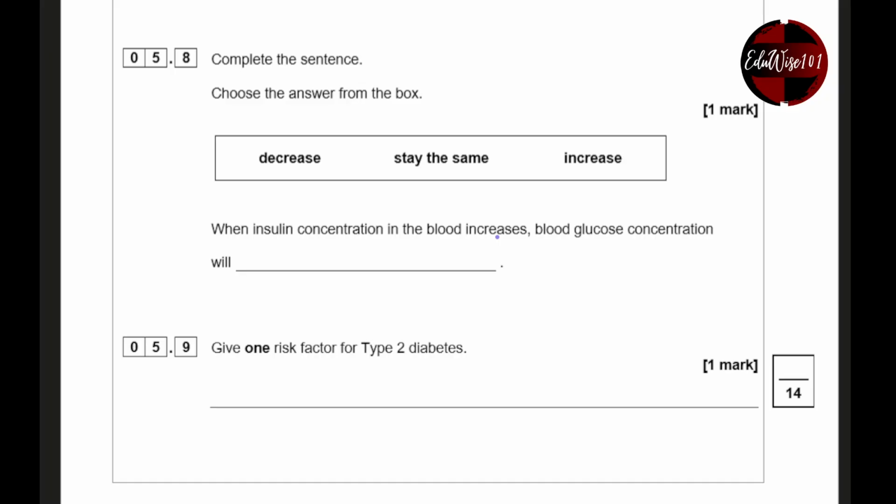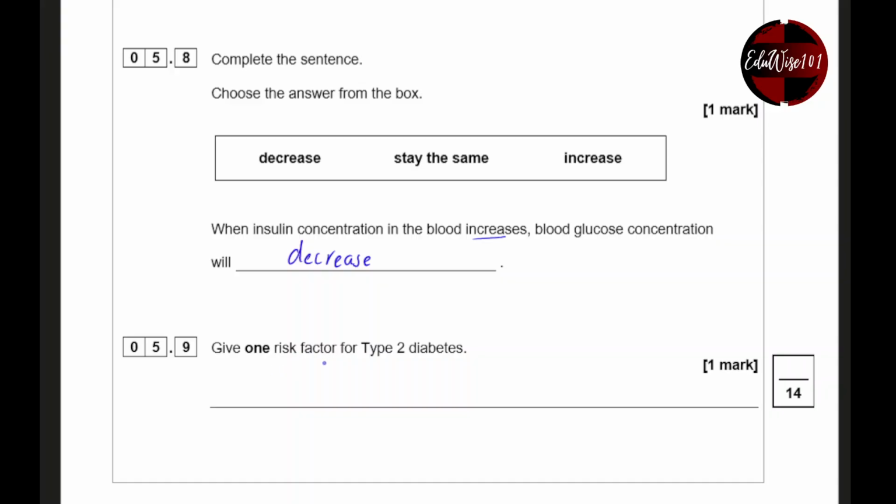Complete the sentence. Again, choose the words from the box: decrease, stays the same, increase. When insulin concentration in the blood increases, blood glucose concentration will decrease. I'm pretty sure you know someone who's diabetic. Usually they have to have insulin injections after they eat or just before they eat. Why? Well, when we eat, our blood sugar level goes up, so we inject insulin to bring it down. So when insulin concentration in the blood increases, the blood glucose concentration will decrease.